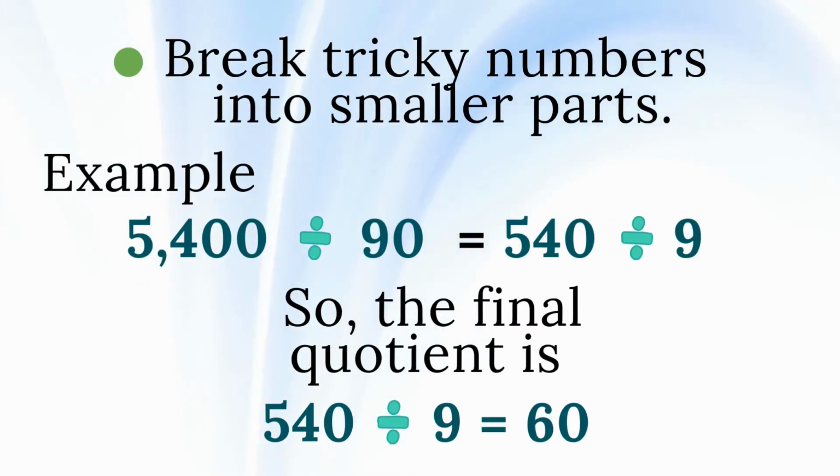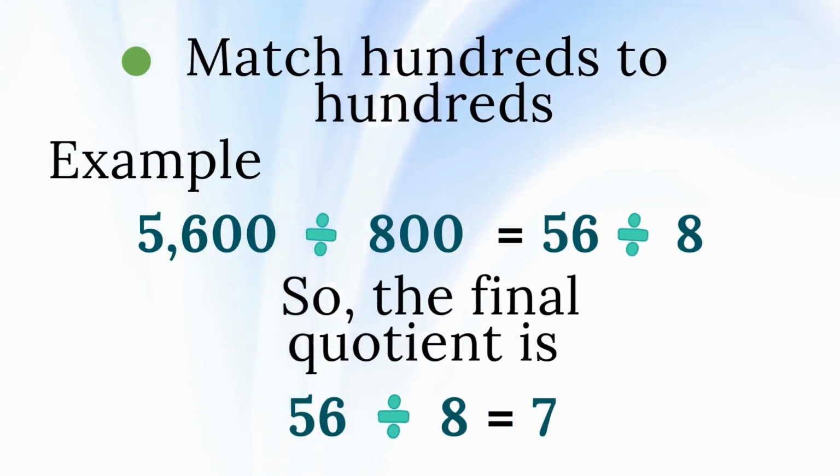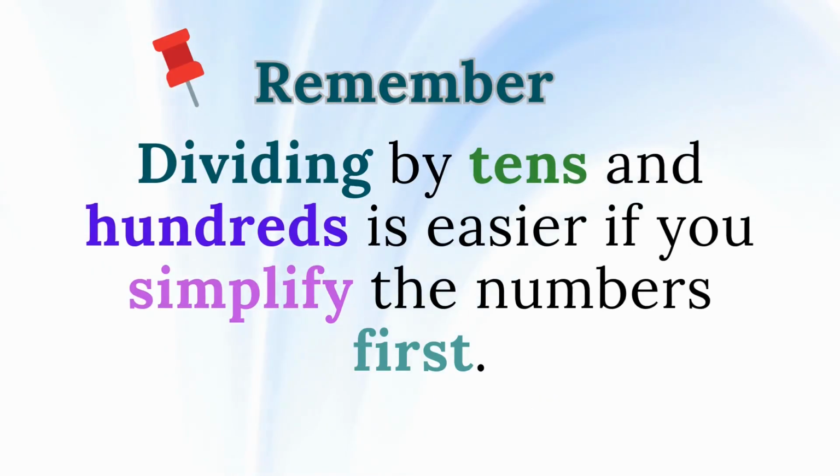Tip 3. Break tricky numbers into smaller parts. For example, 5,400 divided by 90. Think of it as 540 divided by 9. The answer is 60. Tip 4. Match hundreds to hundreds. For example, 5,600 divided by 800. Think of 56 divided by 8. The answer is 7. Remember, dividing by tens and hundreds is easier if you simplify the numbers first.